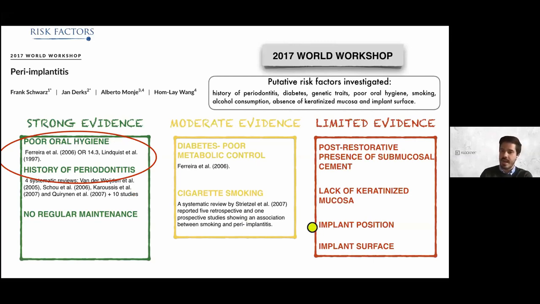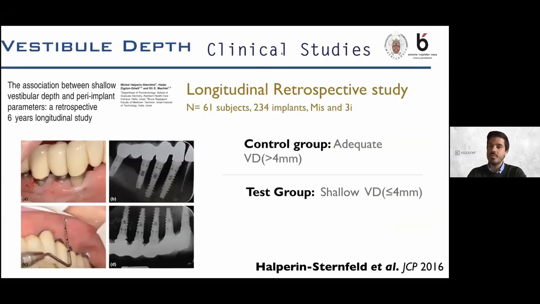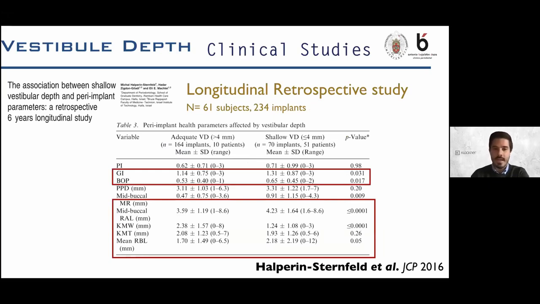Or for example, another thing should be the lack of keratinized mucosa around those implants. We are gonna see in this case that the lack of the vestibule should be another risk factor, because in this 6-year longitudinal retrospective study in 61 patients with 234 implants, they distinguished between a control group with an adequate vestibular depth of more than 4 millimeters compared to the shallow vestibular depth with less than 4 millimeters. In this case, they found that the patients that have a shallow vestibular depth have more bleeding on probing, a more preimplant depth, and also higher radiographic bone loss at 6 years.